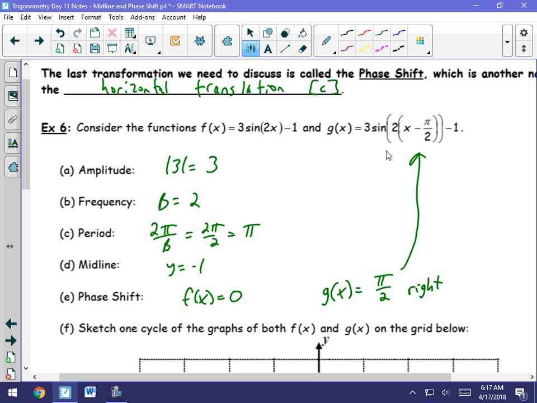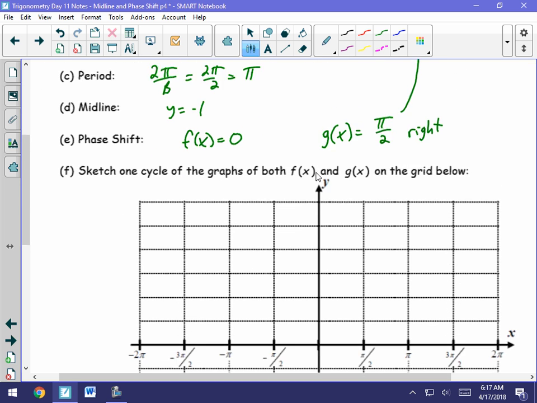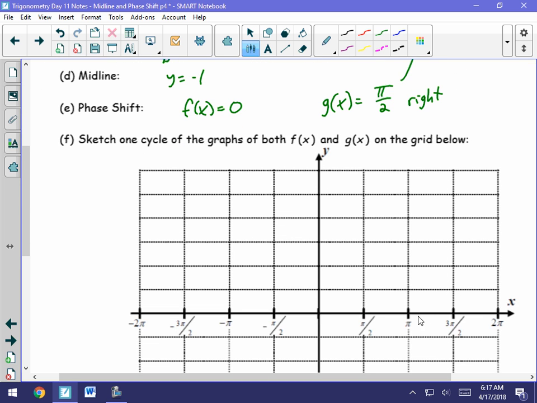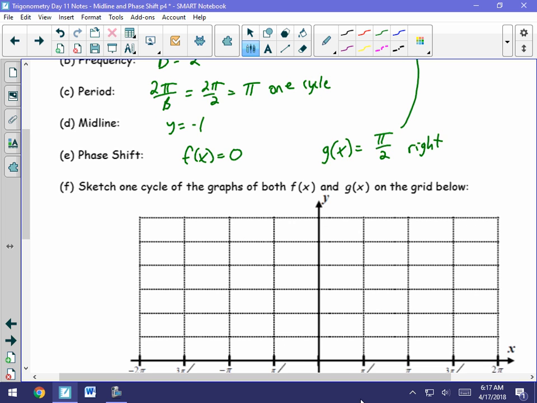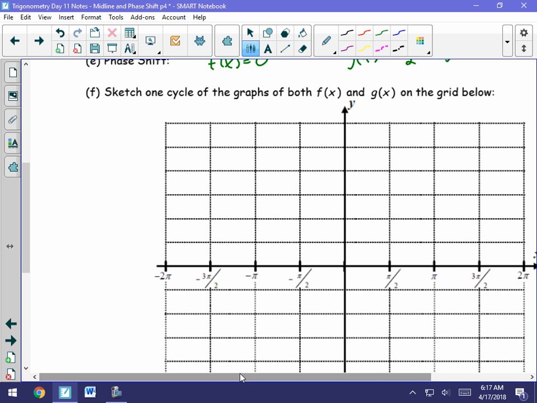And then if we wanted to sketch one cycle quickly, we have this pre-made axis. And it's a little bit strange because one cycle is only pi long, so we have to kind of squeeze them in here, but we can do it. And a sine curve, going back to our parent function, 5 points for the sine curve, starts at 0. So 1, 2, 3, 4, 5. Right, there's our basic sine curve.